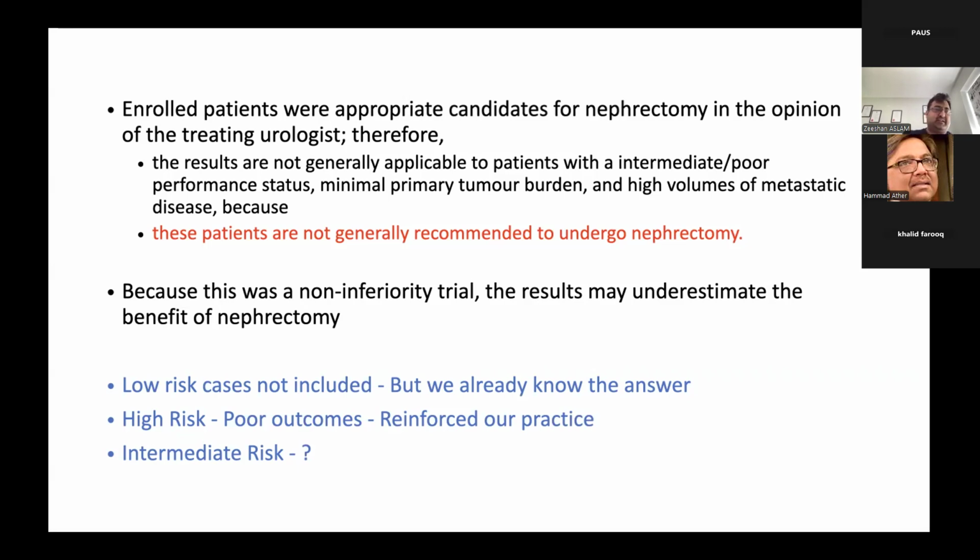So again, the question comes to the intermediate risk group, as I said at the start of the talk, that it is mostly the intermediate risk group where the debate is. But the CARMENA trial has mentioned that even in the intermediate risk group, this procedure is not beneficial.